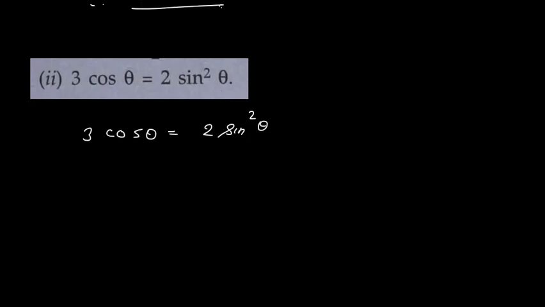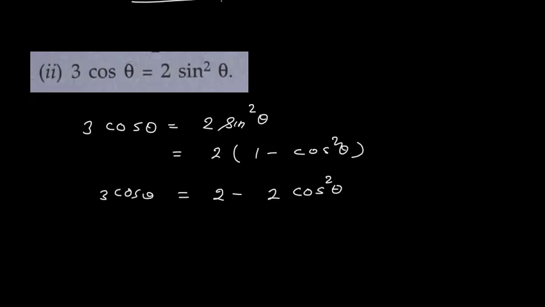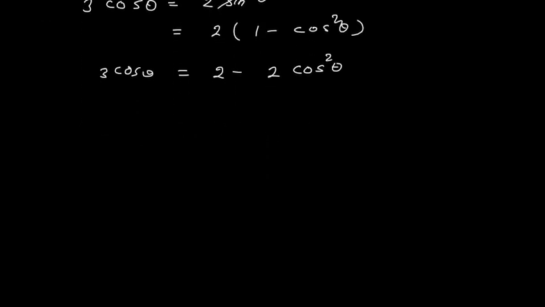So let us say this as 2 into, now this sine square you can write as 1 minus cos square theta. So this is 2 minus 2 cos square theta, and here we have 3 cos theta. So bring everything on the left hand side, that will give you 2 cos square theta plus 3 cos theta minus 2 equal to 0.